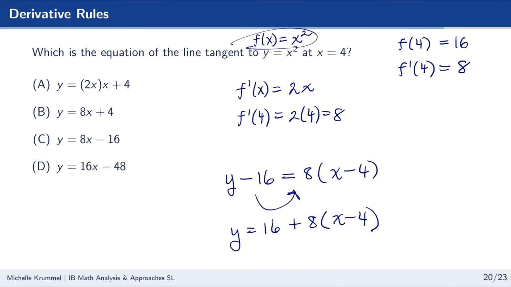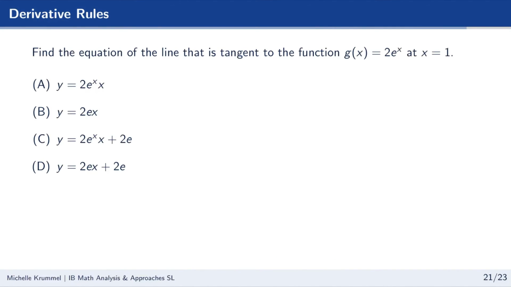And because that's not an exact match, we're going to have to do some simplifying to figure out what is the right answer. So we'll just distribute the 8, and we get 16 plus 8x minus 32. So it's 8x. 16 minus 32 is negative 16. So 8x minus 16.